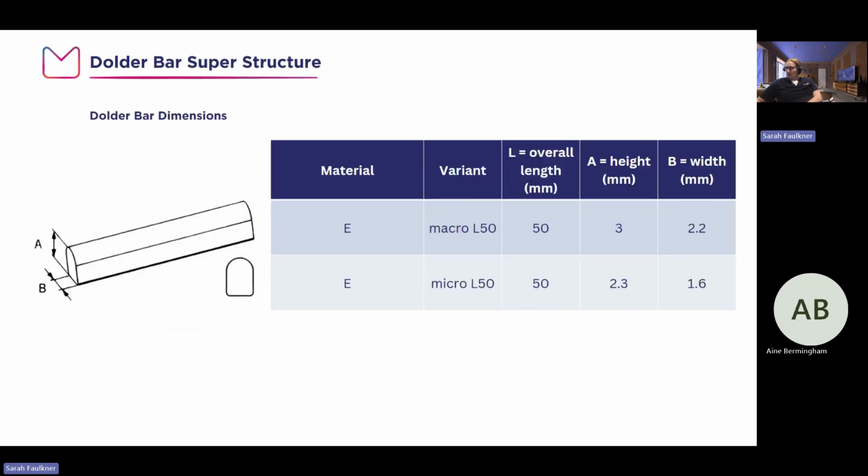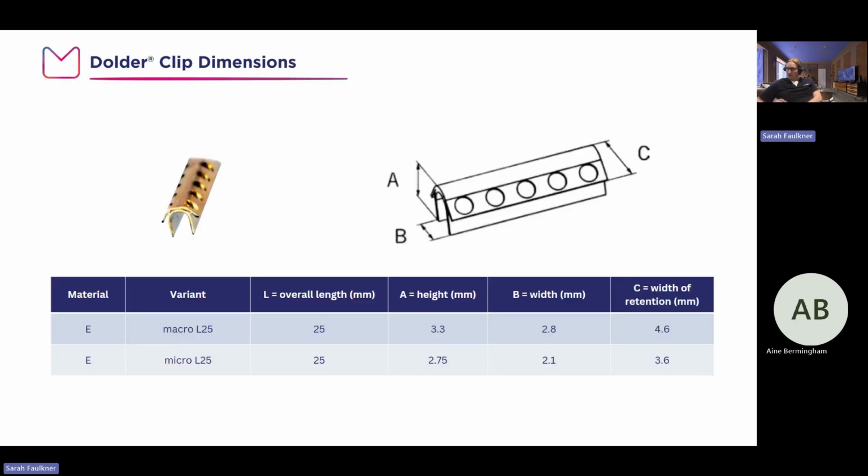So with the U-shaped Dolder bar, it comes in 2 sizes, micro and macro. You may not think it's a huge amount of difference, but whenever it comes to height, we are looking at 3mm in height requirement for the larger macro, and then 2.3 for the micro. And again, whenever we come to looking at width, we're looking at 2.2 and 1.6. So these elements may not sound huge, but whenever it comes to restoring, that 1/2 mil here, 1/2 mil there is really critical to obtain that final successful outcome.